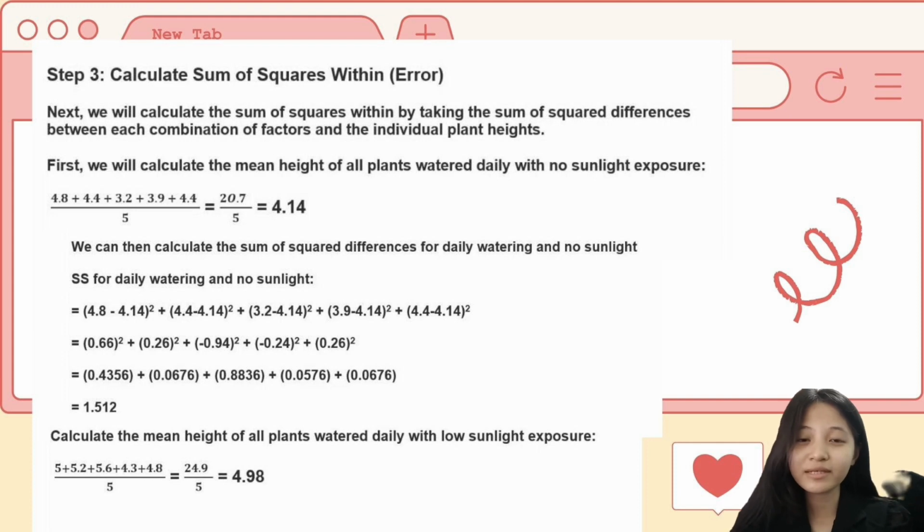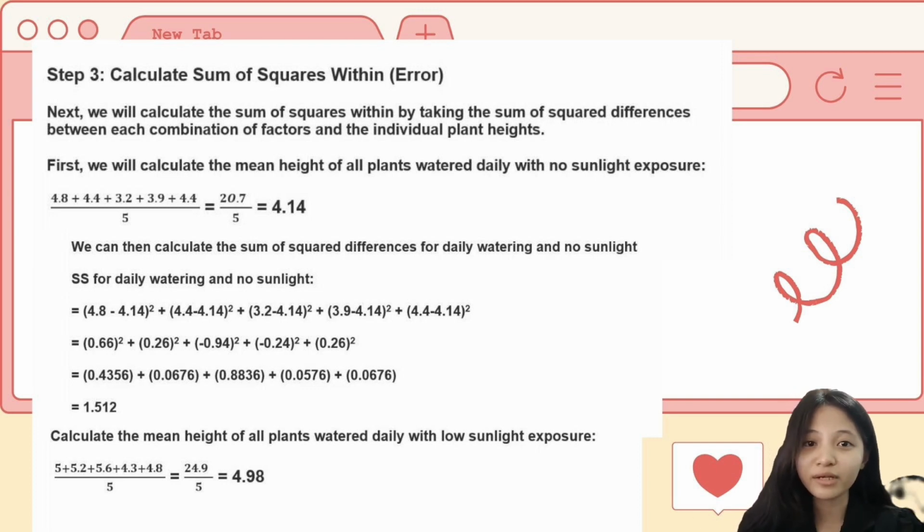Next, we will calculate the sum of squares within by taking the sum of square differences between each combination of factors and the individual plant heights. First, we will calculate the mean of factor A, or plants watered daily with no sunlight exposure.